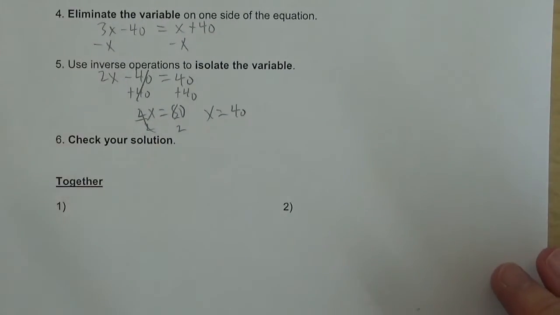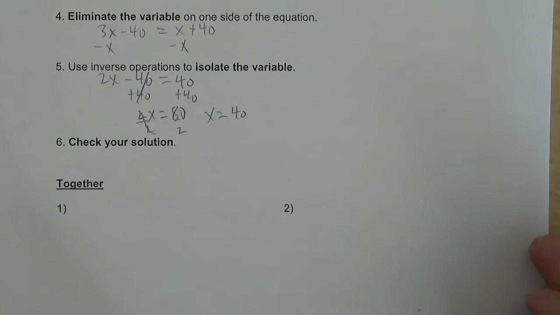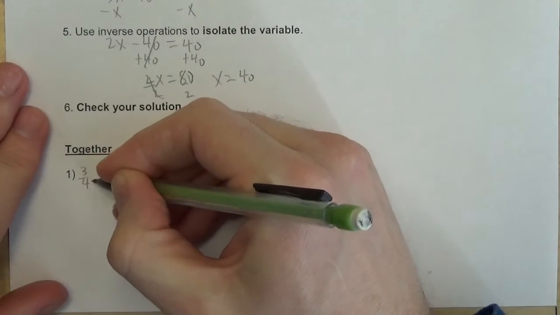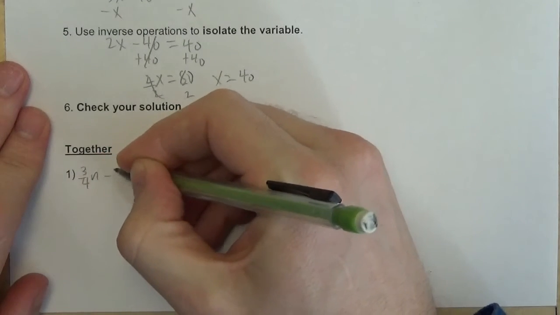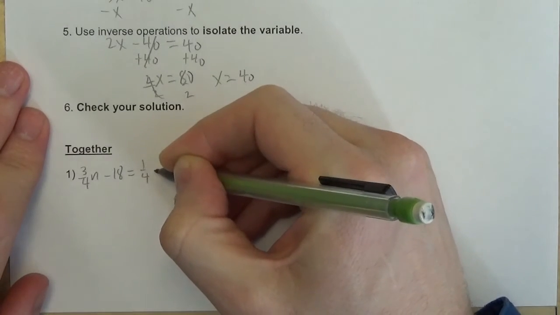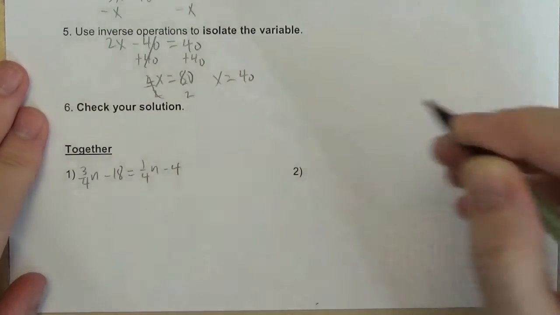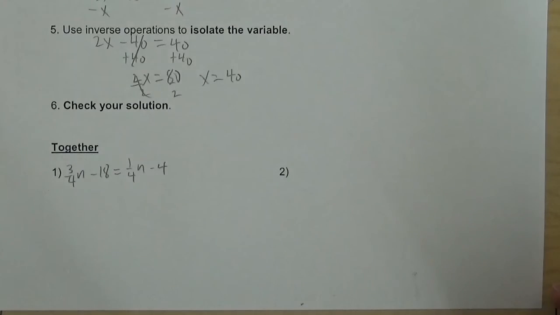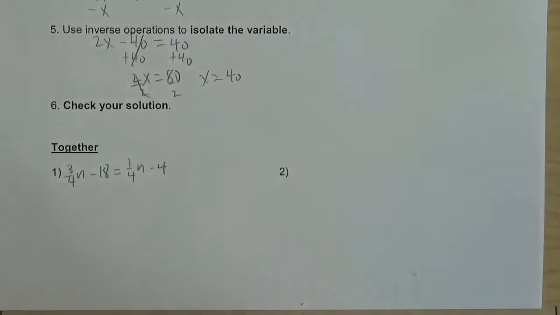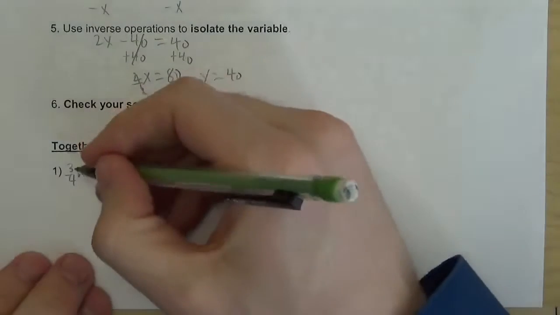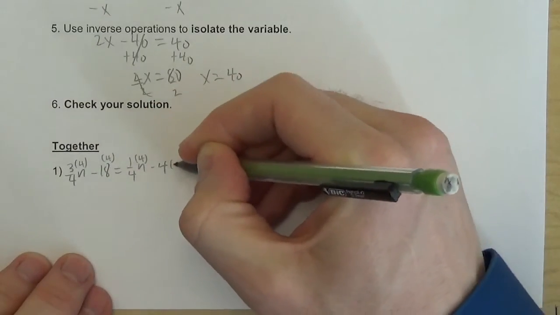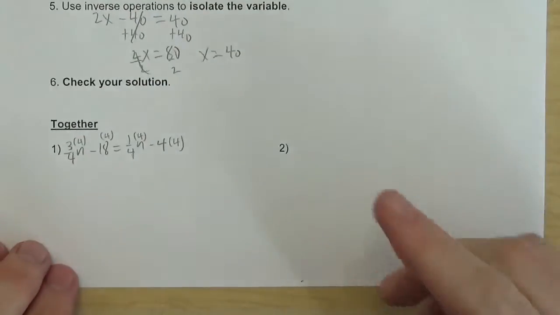So let's do some together problems here. Let's see how this works. Number 1 is 3/4 n minus 18 equals 1/4 n minus 4. So just like our introductory problem here, we have a common denominator. The denominator is 4. So if we can multiply everything in the equation by 4, we'll get rid of that denominator. So we're going to multiply by 4 times everything. Get rid of all those fractions there.